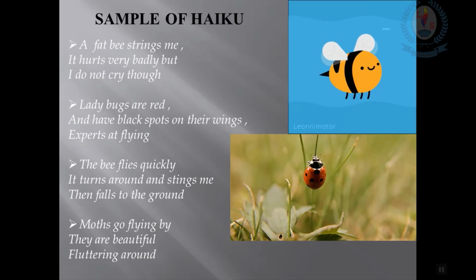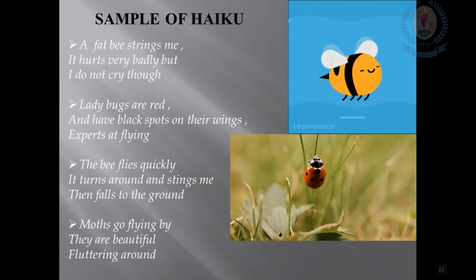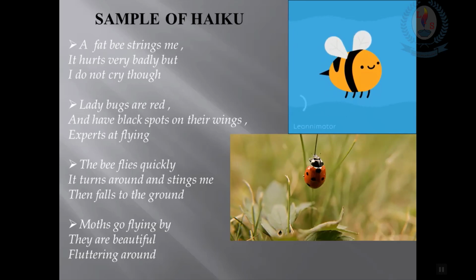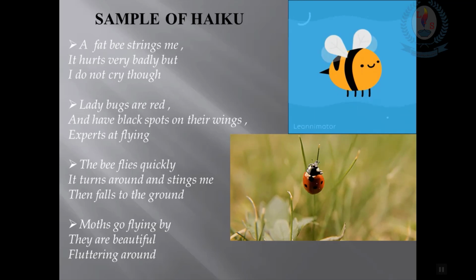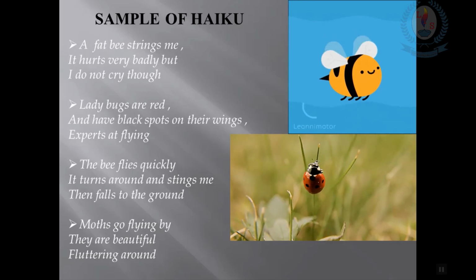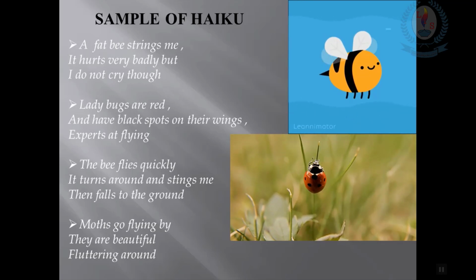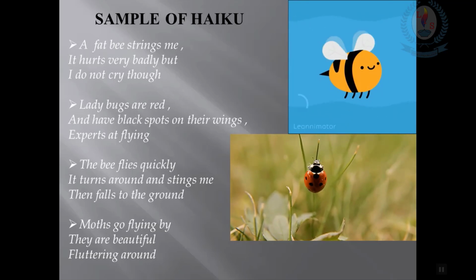Now in this haiku poem, you can see they are bound by nature. So here the poet used some symbols related to the environment. They are fat bees, ladybug, the bee and the moths. These all creatures are related to nature.